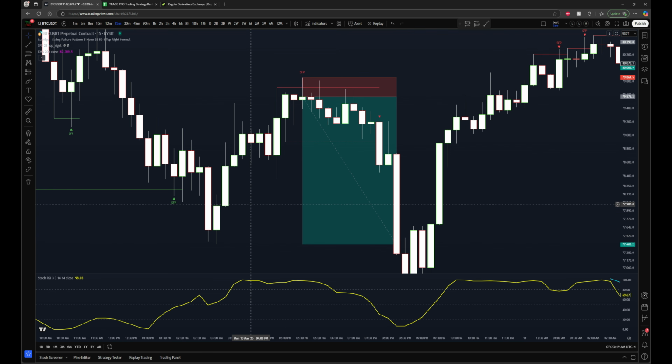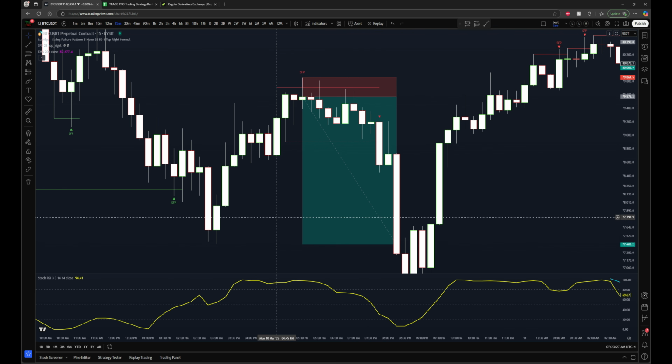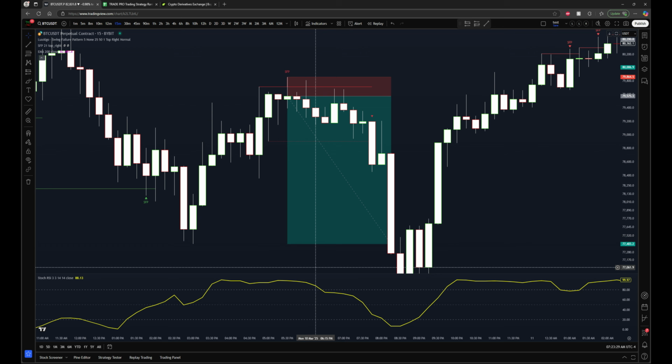So here's one where it actually does work out. So let's cover this. And we can get a 1 to 7.5 risk to reward ratio. So this one was quite good. And so let's cover the rules here.